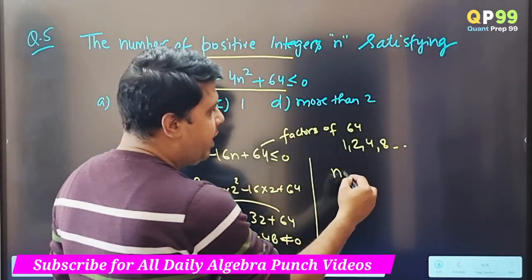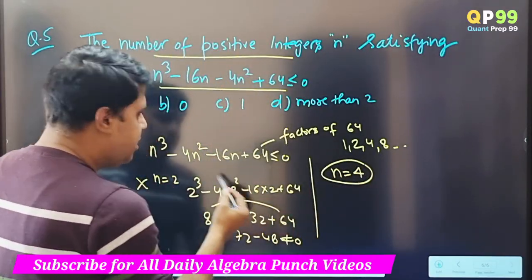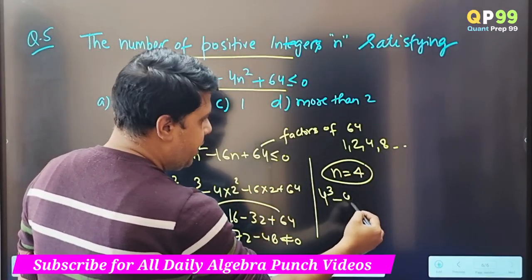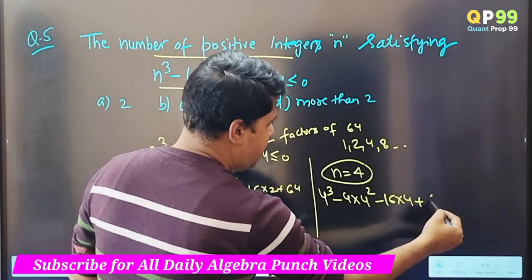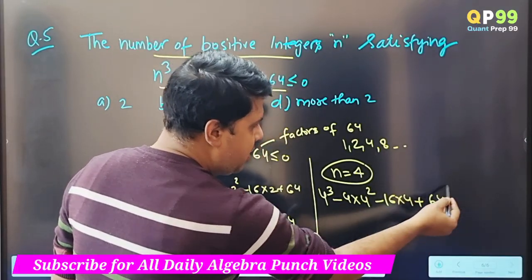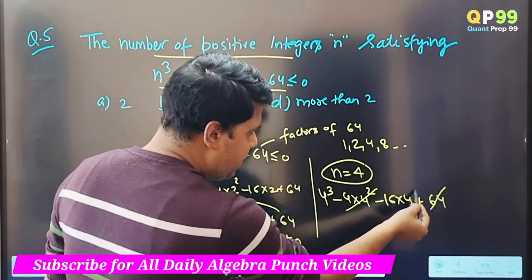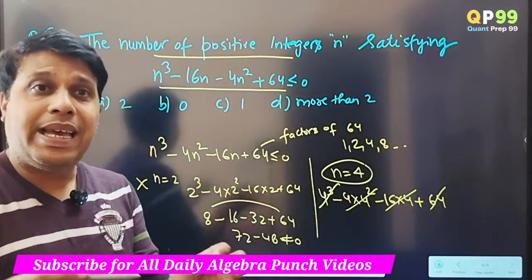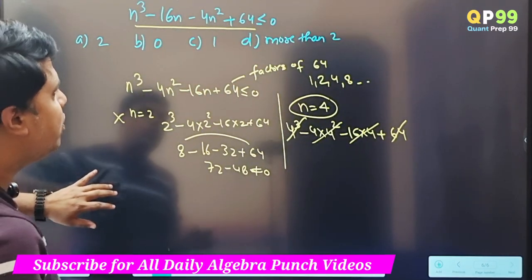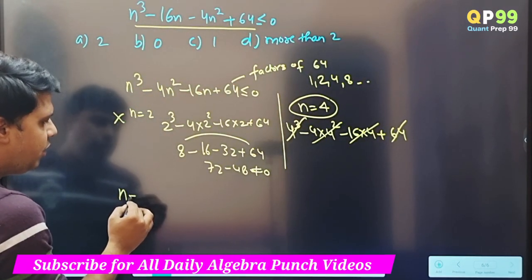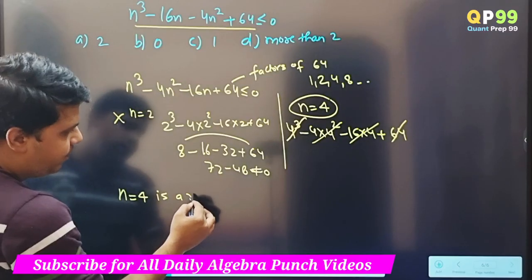Now if I take n equals to 4, so this is going to be 4 cube minus 4 into 4 ka square, 16 into 4 plus 64, right? So this is 64, this is 64, which means n equals to 4 is a root of the given equation, right? N equals to 4 is a root.